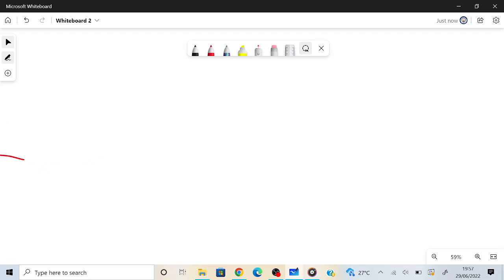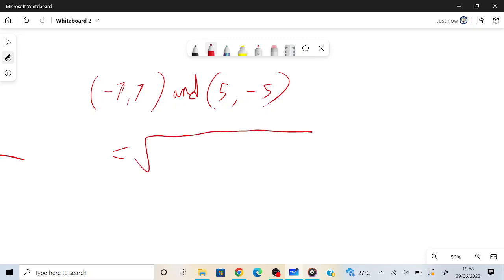On to the next example. It says to find the length of the line of the two points (-7, 7) and (5, -5). So again, our formula we know is x2 minus x1 squared plus y2 minus y1 squared. So this becomes (5 minus -7) squared plus (-5 minus 7) squared.